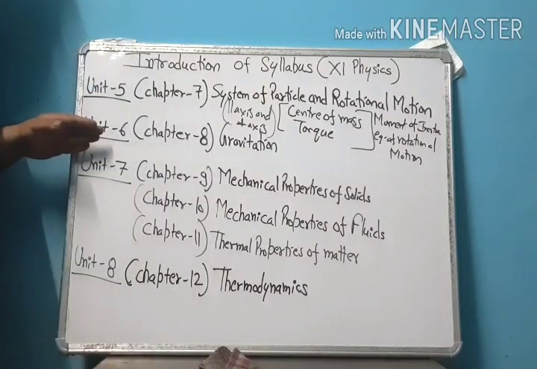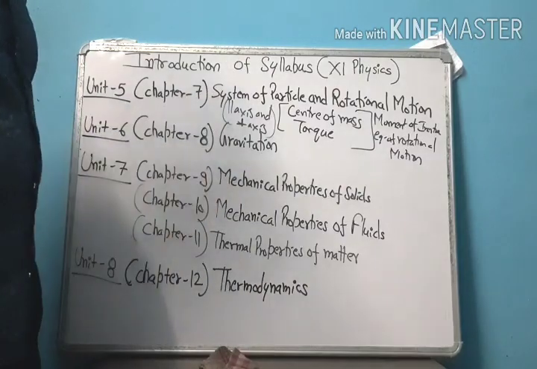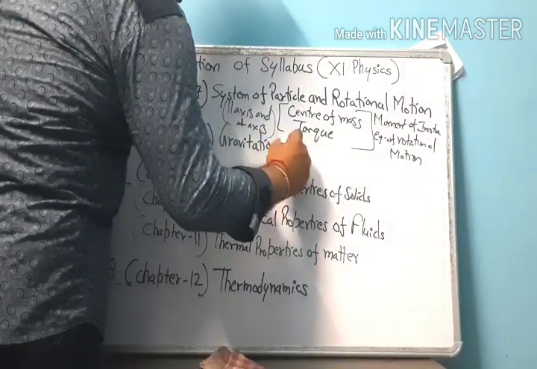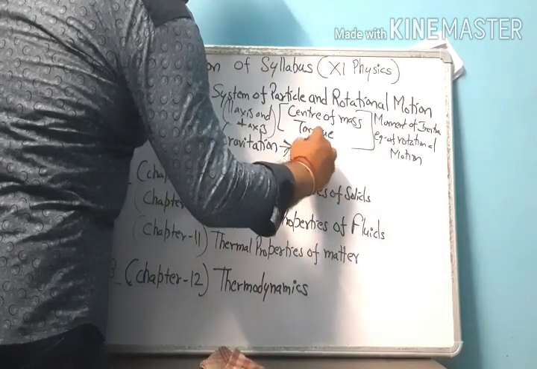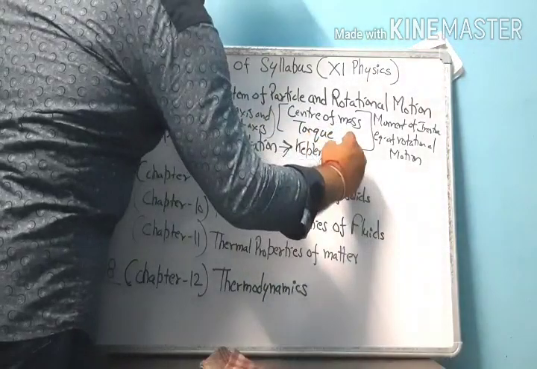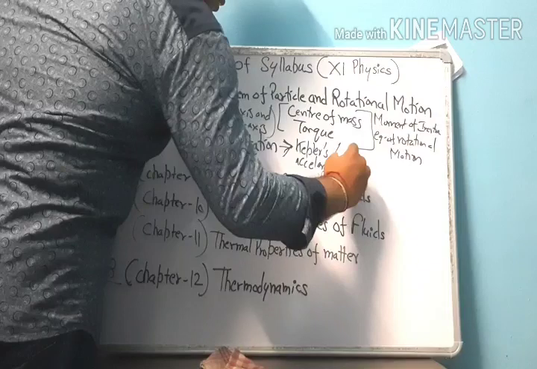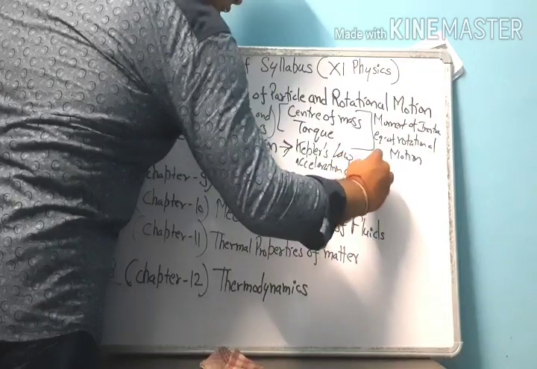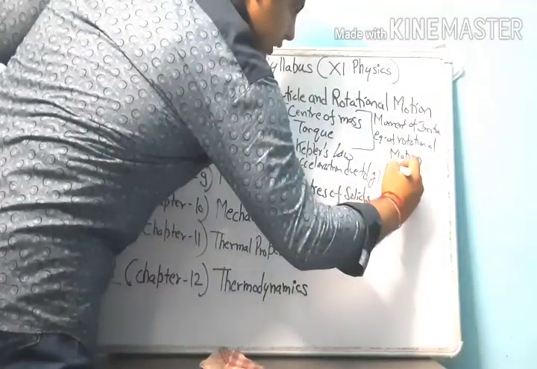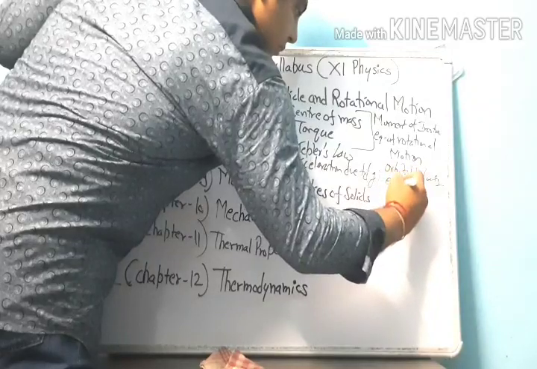Now moving on to the next unit, unit number 6, which again comprises one chapter, that is gravitation. In gravitation we have to study Kepler's laws of planetary motion, acceleration due to gravity, next is orbital velocity, and the next is escape velocity.